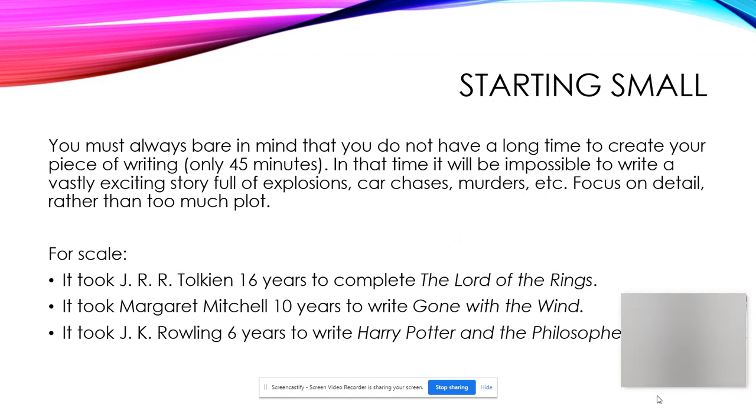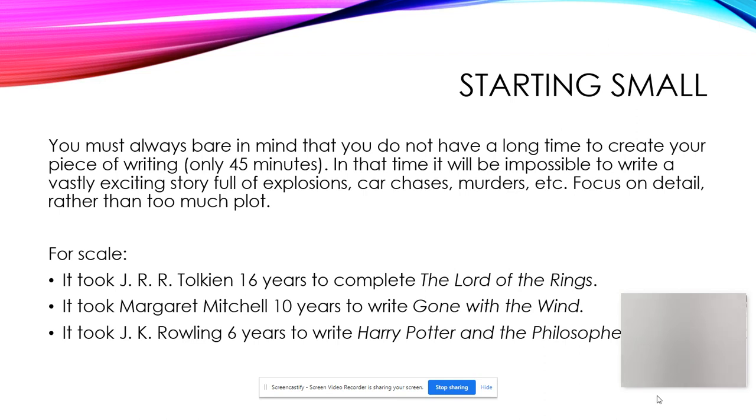So just for scale, just to give people an idea of what I'm talking about, I've picked out 3 really, really famous books that did take quite some time to write. J.R.R. Tolkien was incredibly famous for writing The Lord of the Rings. Yes, it was 3 separate books. However, it did take him 16 years to write those 3 books. So he certainly would not be able to write one of them in one of these exams, which is the sort of scale some people are looking at the minute.